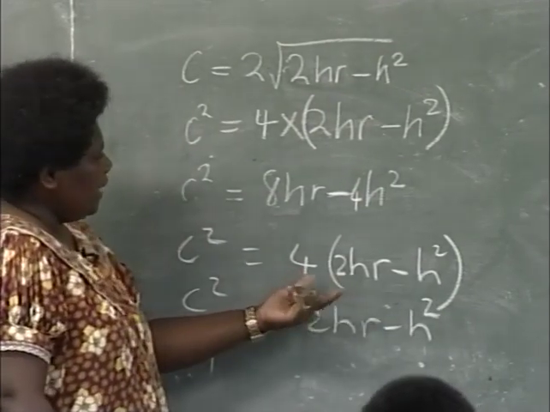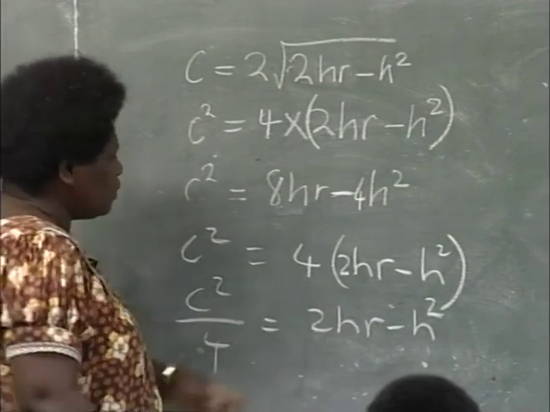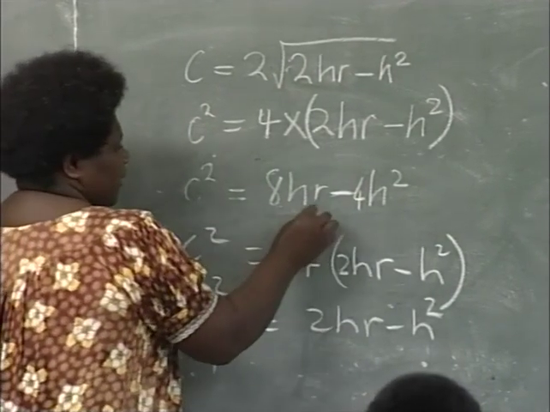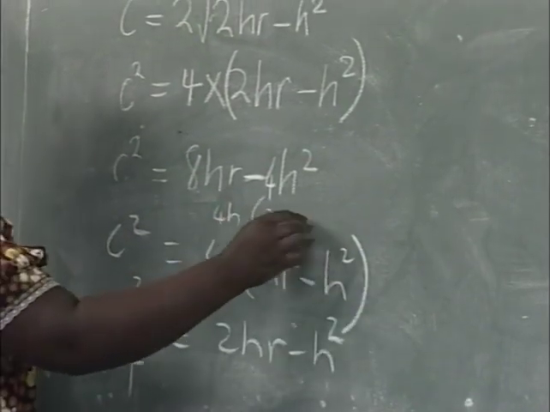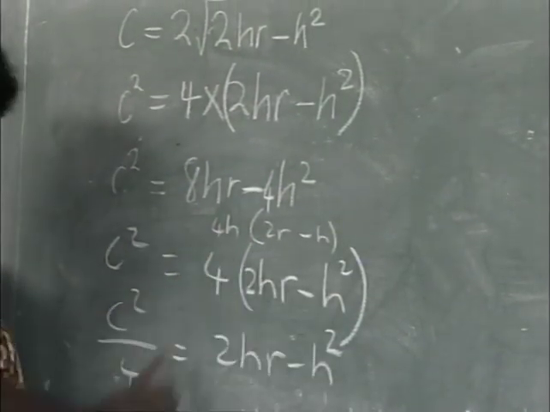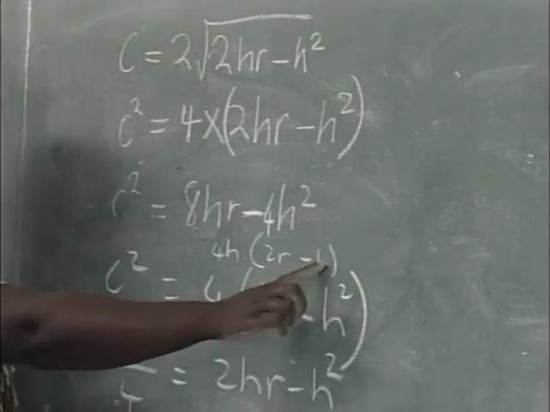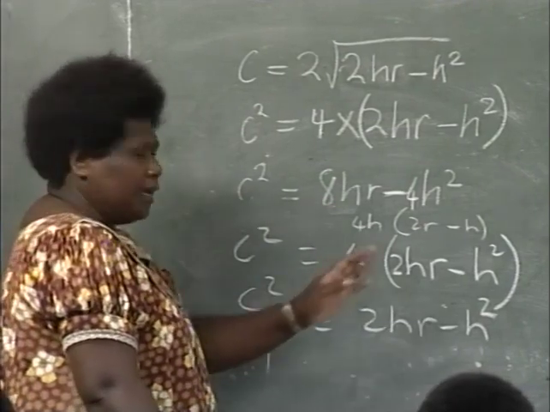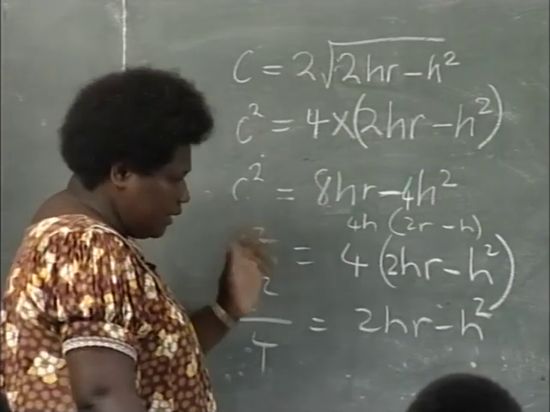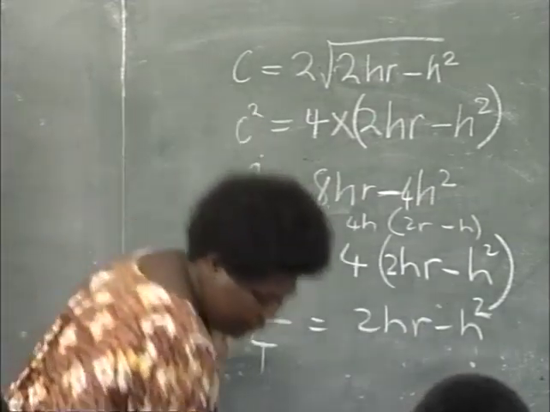Okay, the reason why I didn't take h out as well was this. If I take out 4h, I will now have 4h times 2r minus h. I will end up with an h here, and I will also have an h on the other side, which is not supposed to be. Remember what I said? h must be only on one side of the equation, not both.